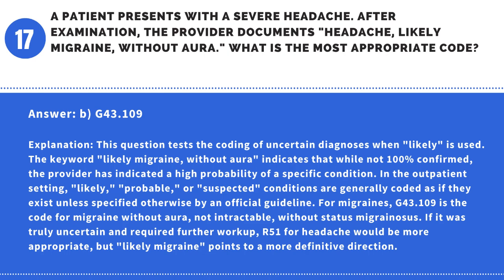G43.109. This question tests the coding of uncertain diagnoses when likely is used. The keyword likely migraine without aura indicates that while not 100% confirmed, the provider has indicated a high probability of a specific condition. In the outpatient setting, likely, probable, or suspected conditions are generally coded as if they exist unless specified otherwise by an official guideline. For migraines, G43.109 is the code for migraine with aura, not intractable, without status migrainosus. If it was truly uncertain and required further workup, R51 for headache would be more appropriate, but likely migraine points to a more definitive direction.